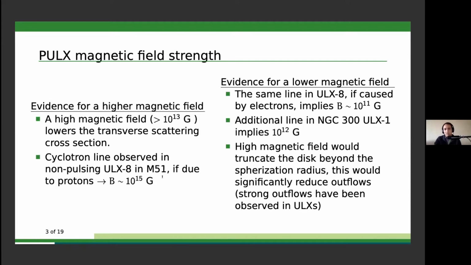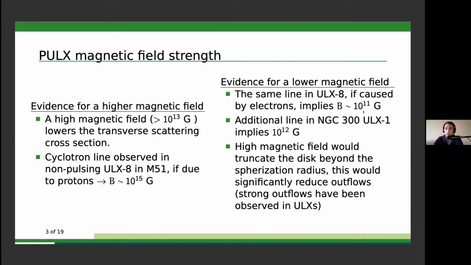Also, there was an observation of a cyclotron line in a non-pulsing ULX. If you assume that the cyclotron line was due to protons, you would get something like a 10 to the 15 Gauss field. However, if you take the same line and interpret it as being produced by electrons, you would get something like 10 to the 11 Gauss. Additionally, there was another cyclotron line attributed to electrons, giving you 10 to the 12 Gauss in another ULX.